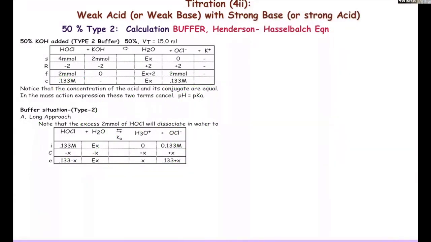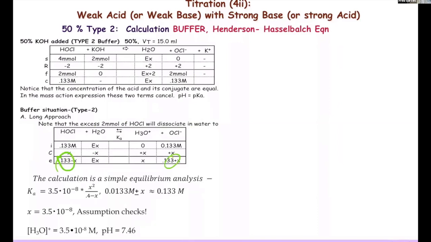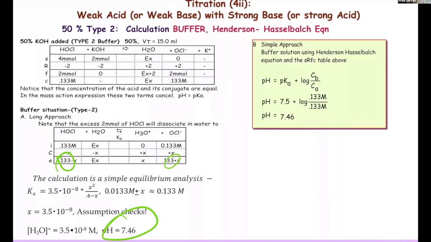And that's because these two are equal. It cancels out in the Henderson-Hasselbalch equation. That's what we got. This is basically the Henderson-Hasselbalch equation in action. At 50%, not at the 100% level, when you're 50% of the titration.